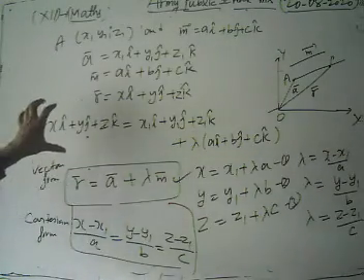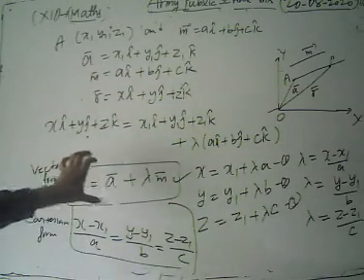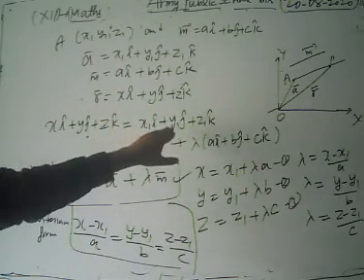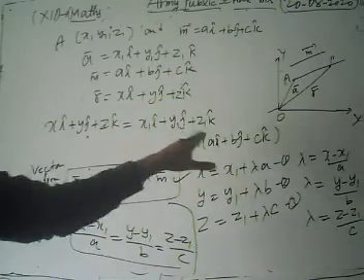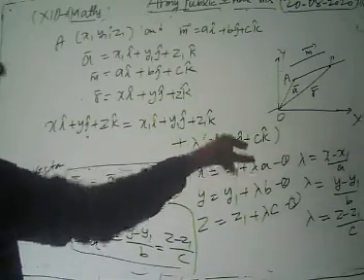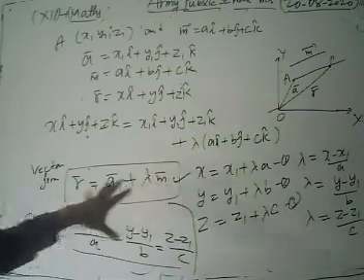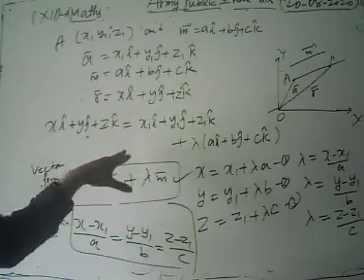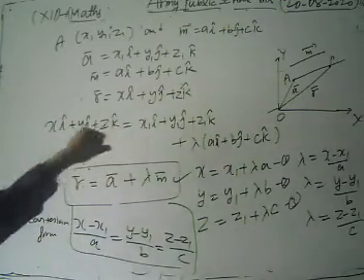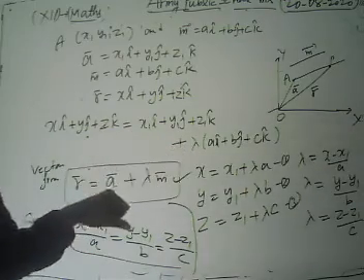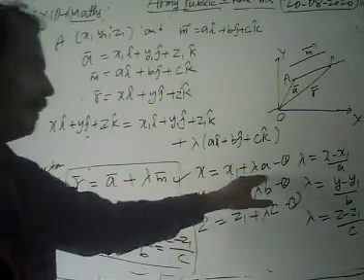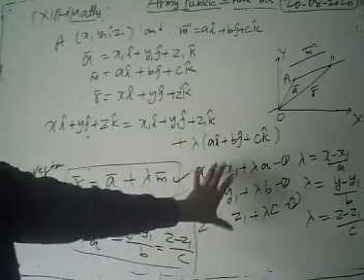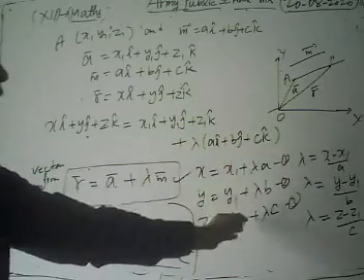Putting these values in the vector form, we get x i cap plus y j cap plus z k cap equal to x1 i cap plus y1 j cap plus z1 k cap plus lambda M, where M is a i cap plus b j cap plus c k cap. Comparing the coefficients of i cap, j cap and k cap, we get x equal to x1 plus lambda a, y equal to y1 plus lambda b, and z equal to z1 plus lambda c.